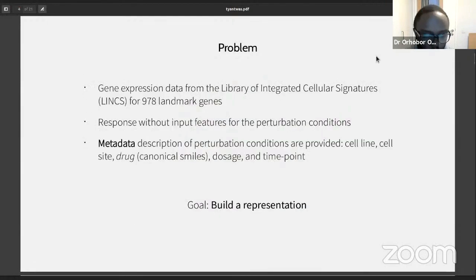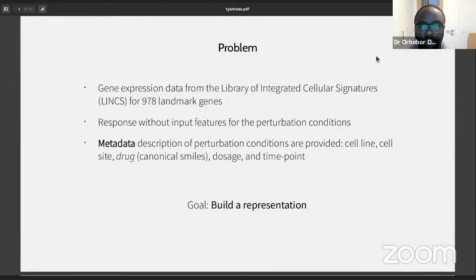In particular, we have a data set. It's a gene expression data set from the Library of Integrated Cellular Signatures with 978 landmark genes. What this expression data is, is what was observed when different cancer cell lines were perturbed with certain drugs at different dosages and at different time points, right? The interesting thing with the data set is they only provide the output, they do not provide the input, because it's lab-based, so it's not possible to have that. But they do provide the metadata for these responses.